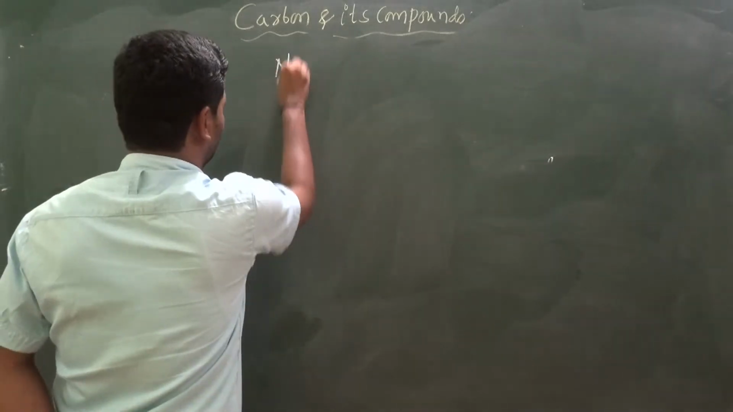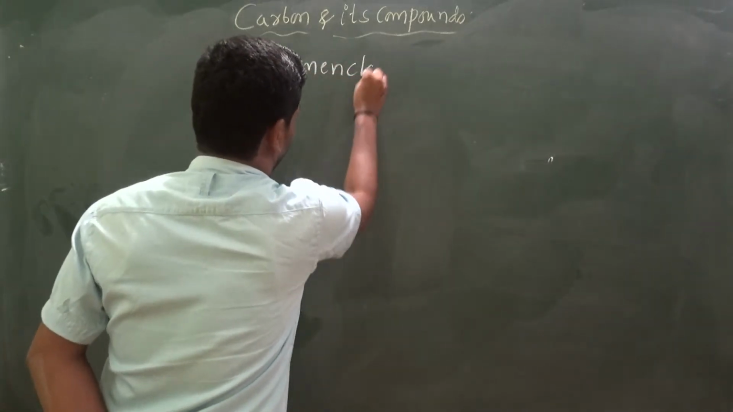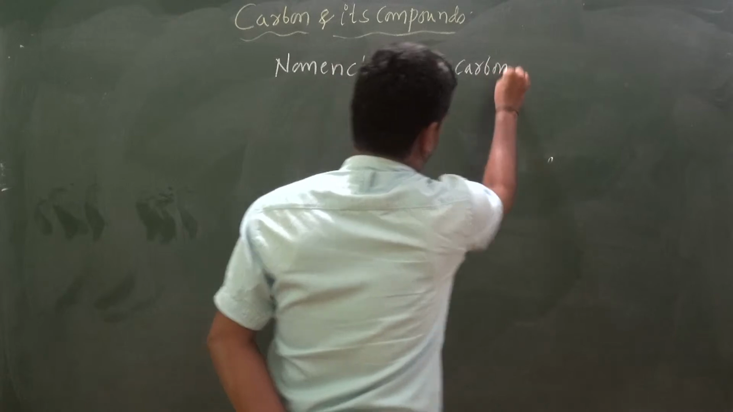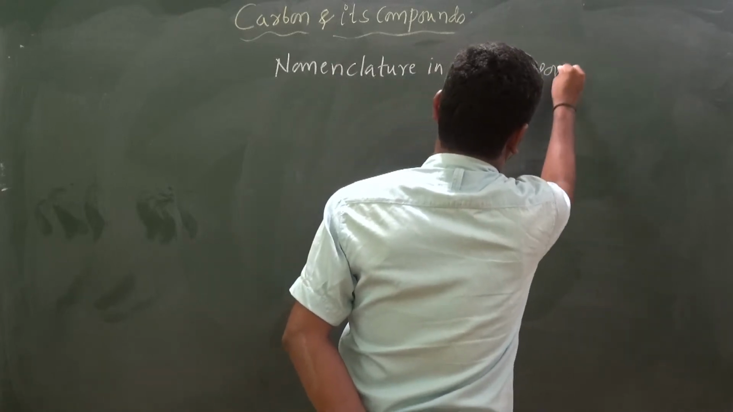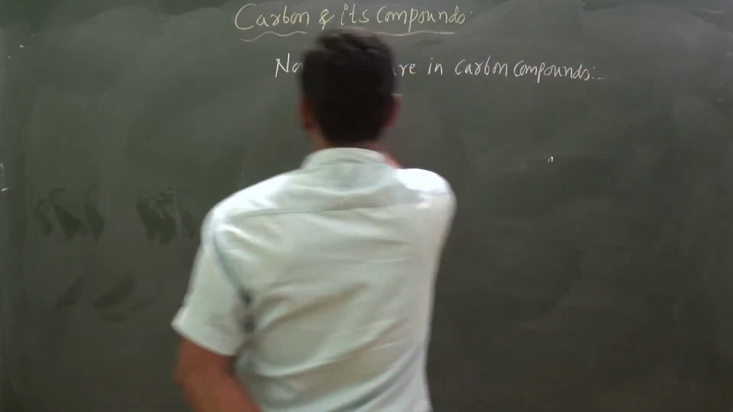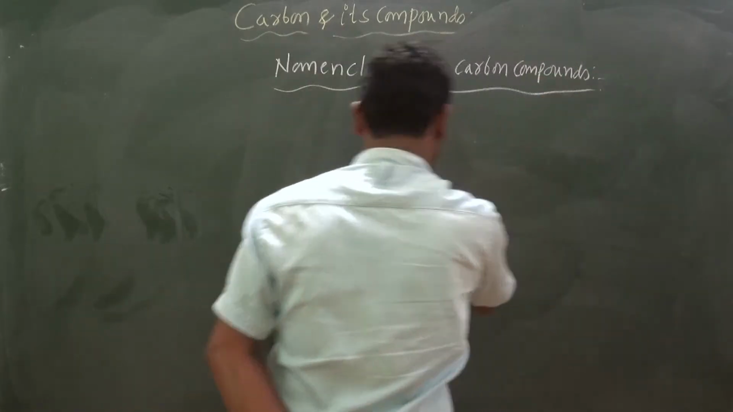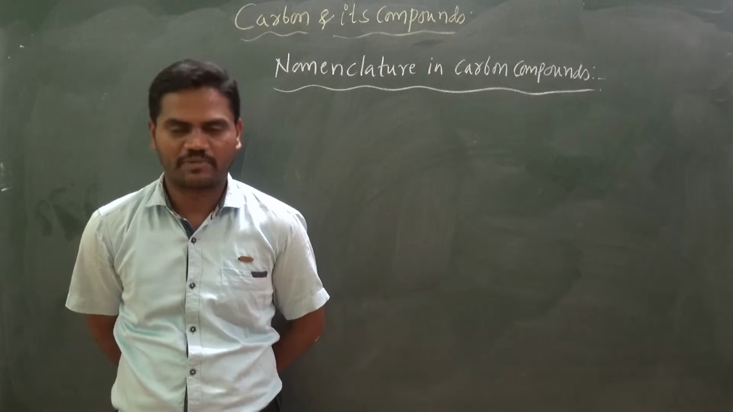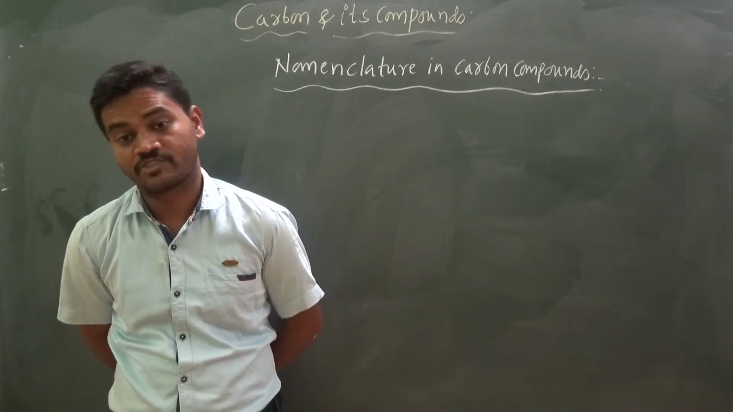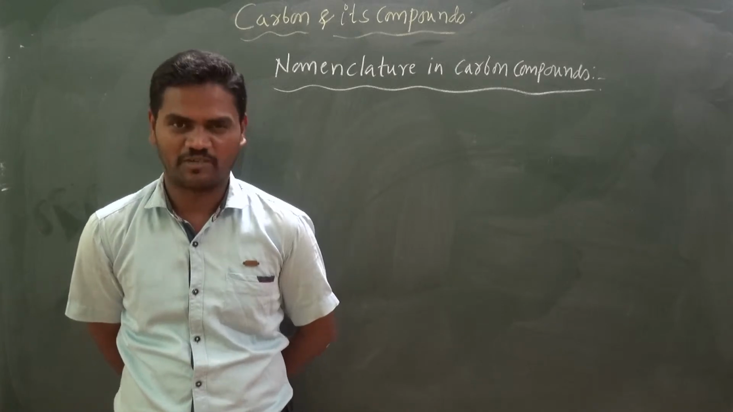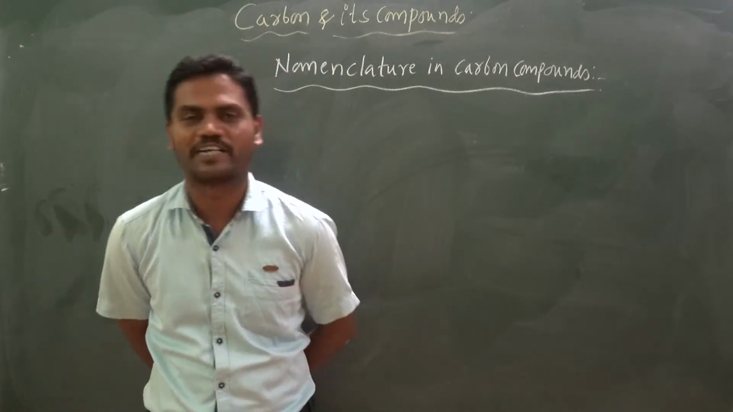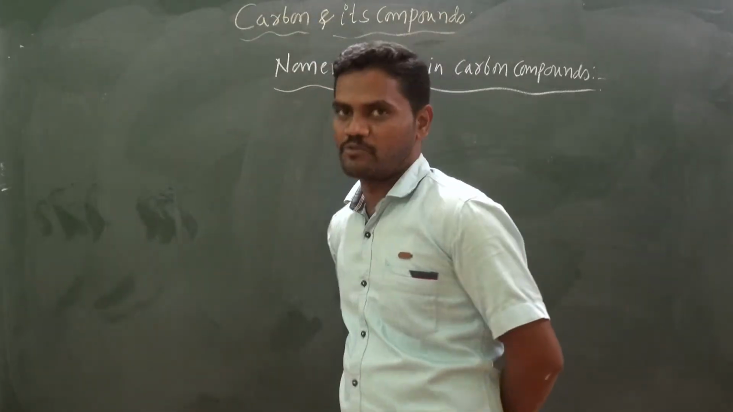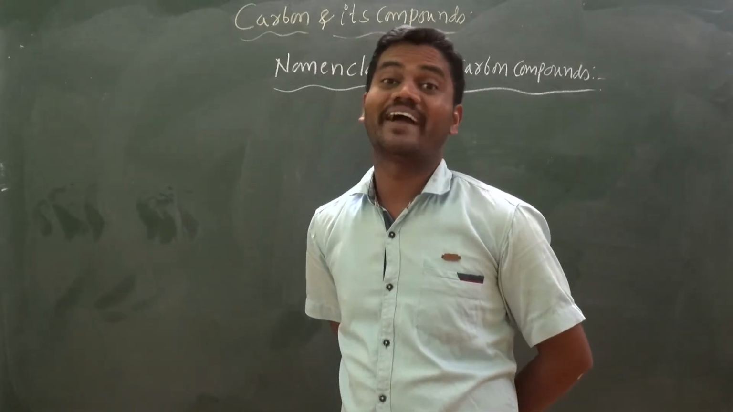Nomenclature in carbon compounds. So nomenclature of the carbon compounds, we can also say IUPAC nomenclature of the carbon compounds. Nomenclature means just naming of the organic compound. That's what the meaning is. Nomenclature of the organic compound means naming of the organic compounds. Naming of the organic compound means IUPAC nomenclature.